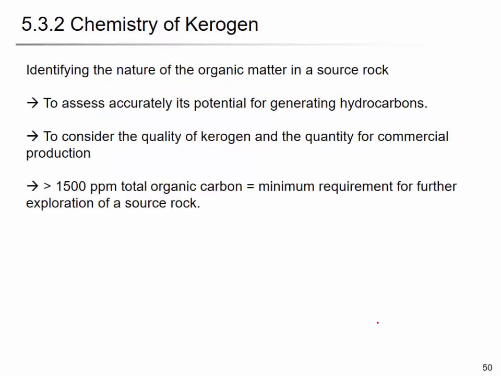So identifying the nature of the organic matter in a source rock is beneficial to assess accurately its potential for generating hydrocarbon, and to consider the quality of kerogen and the quantity for commercial production. And larger than 1500 ppm total organic carbon, TOC, is the minimum requirement for further exploration of the source rock. So this is the kind of criteria for the further exploration of the source rock.